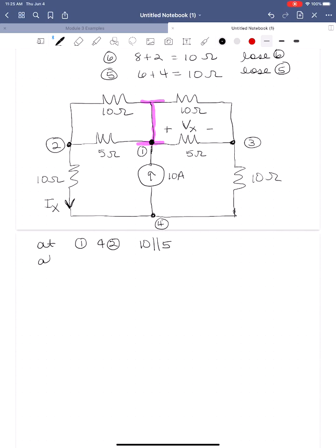And at 1 and 3, we have 10 in parallel with 5. Okay. So 5 in parallel with 10 is, the product, 50, over 15. So this is 3.33 ohms. Same thing here.